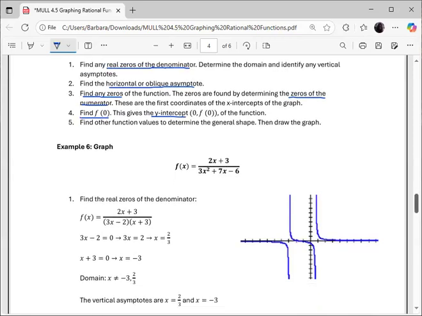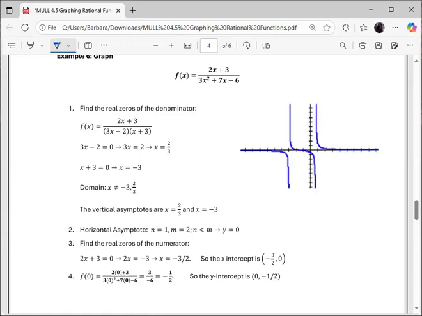So in example 6, we're going to graph the rational function f of x equals (2x plus 3) over (3x squared plus 7x minus 6). To find the real zeros of the denominator, we're going to factor this out. We know the factors of 3 are 1 and 3. So I can use that. So we have x, and then we have 3x. And then we need the factors of 6, which are 1 and 6 or 2 and 3. You can guess and check if you'd like.